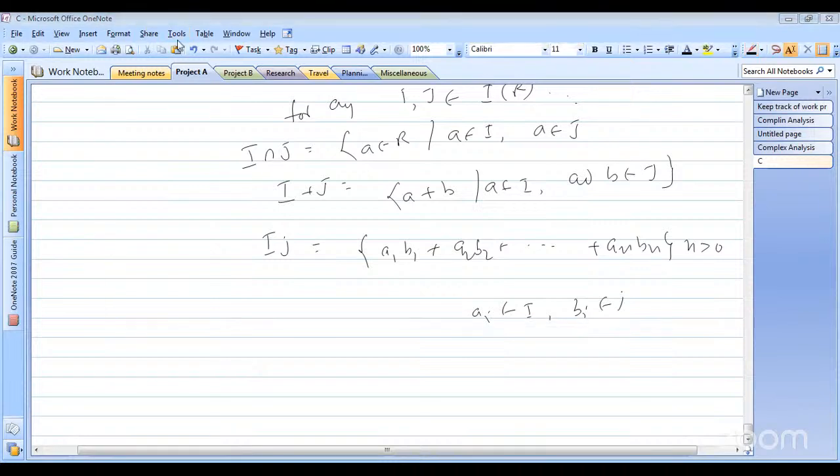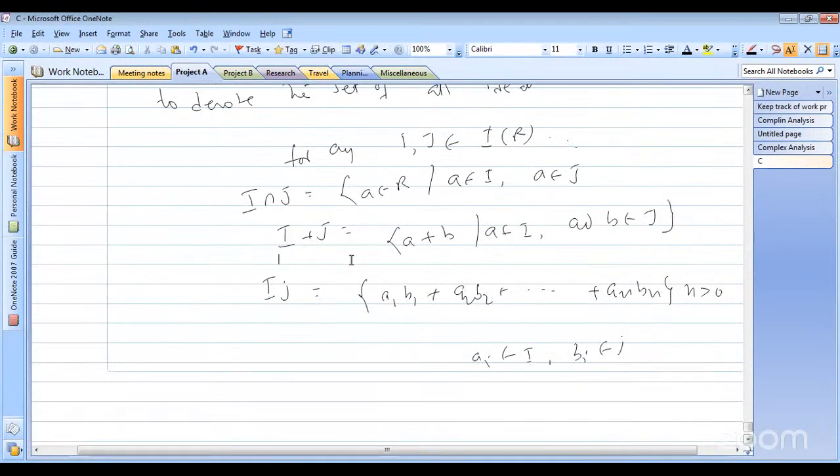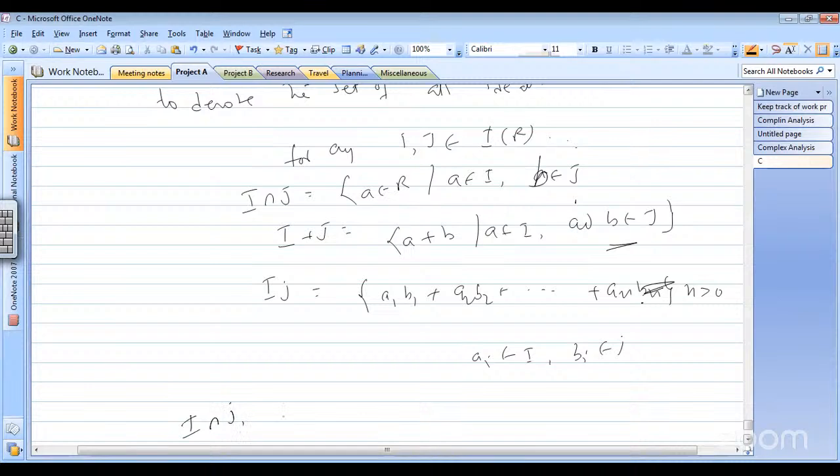So see here, we are continuing this problem. I intersection J: we are taking a belongs to R such that a belongs to I and a belongs to J, so an element in I and also in J. I plus J: we are adding a plus b, where a belongs to I and b belongs to J. Then Ij consists of finite sums a1 b1 plus a2 b2 plus up to an bn, where a belongs to I and b belongs to J. You can easily verify that I intersection J, I plus J, and Ij are ideals of R.